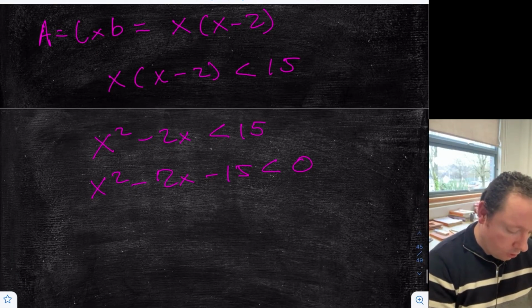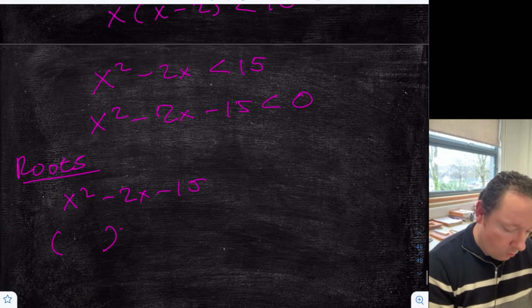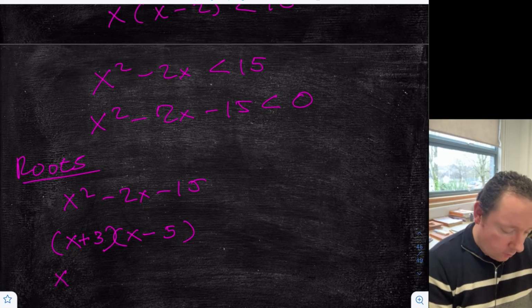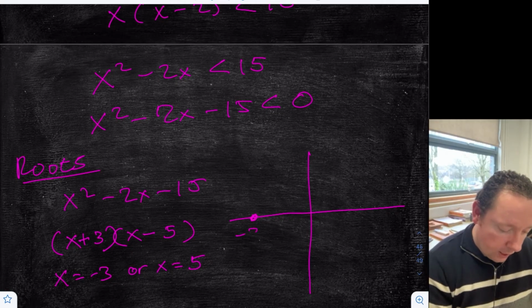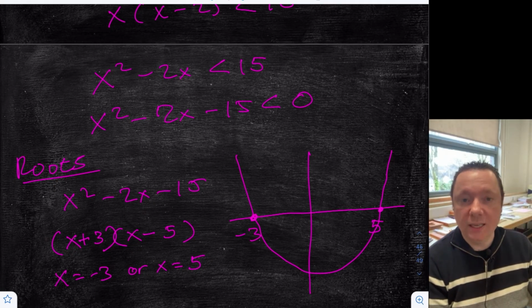So looking at the roots of this, we've got x squared minus 2x minus 15. If that's factorizable, hopefully, we get x and x, 5 and 3. Minus 5 plus 3 is minus 2, so roots are x equal to minus 3 or x equal to 5. So that means we can draw a quick sketch at the side. Minus 3 is over here, and 5 is over here somewhere. It's positive x squared, so our quadratic looks something like that, and it just has to be a quick sketch.